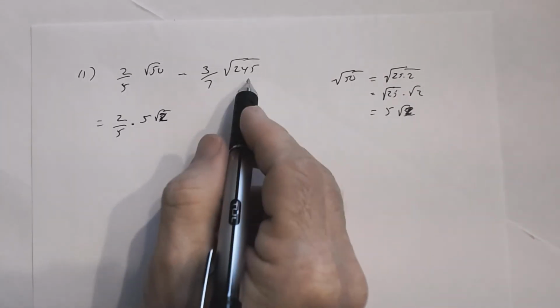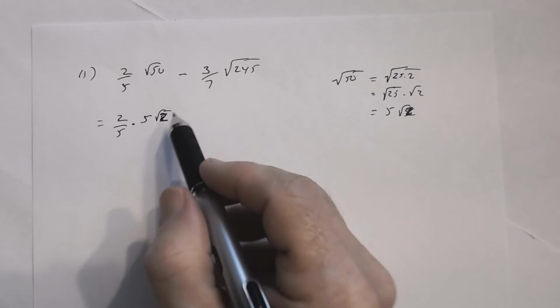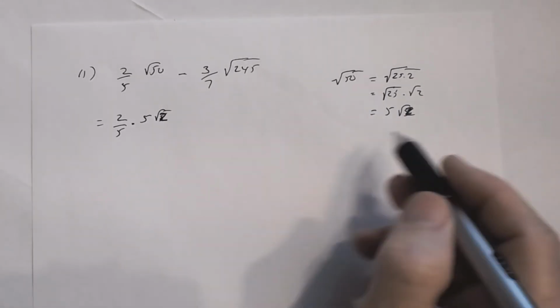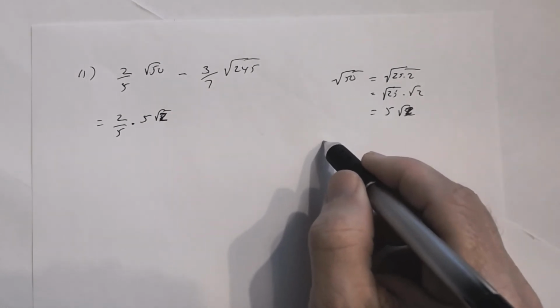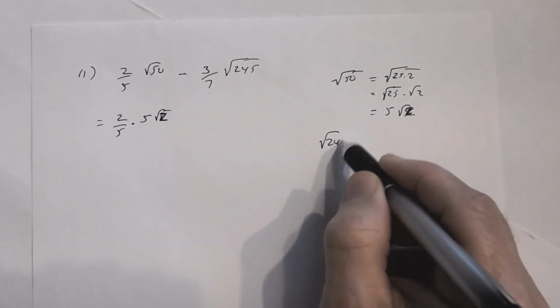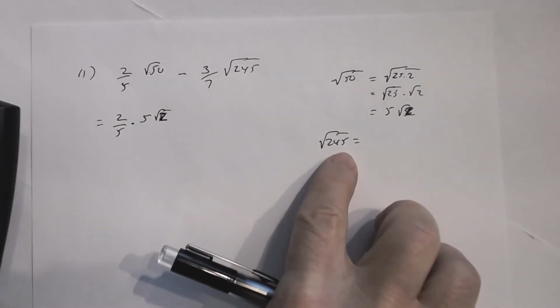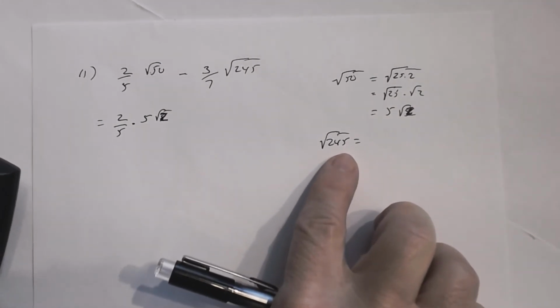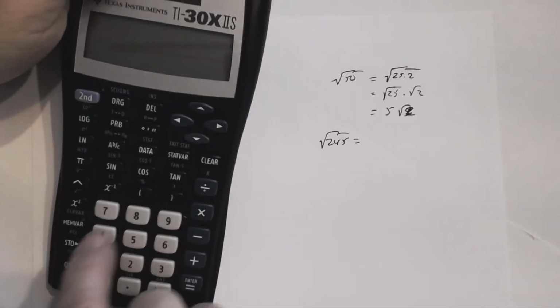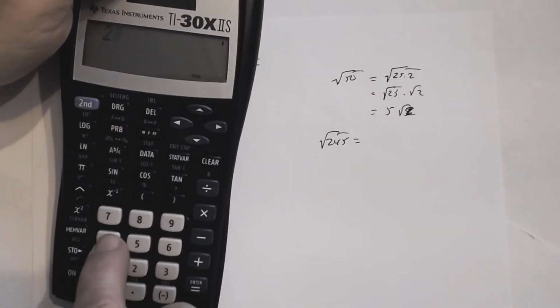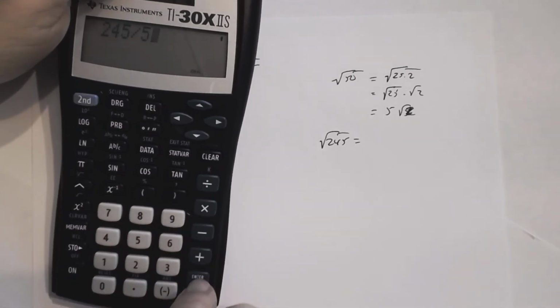Okay? And then let's do the square root of 245. Square root of 245. All right, so see how the last digit is 5? Let's go ahead and divide by 5 and see what we get. I know that 5 is not a perfect square, but let's just do that. So 245 divided by 5 equals 49.